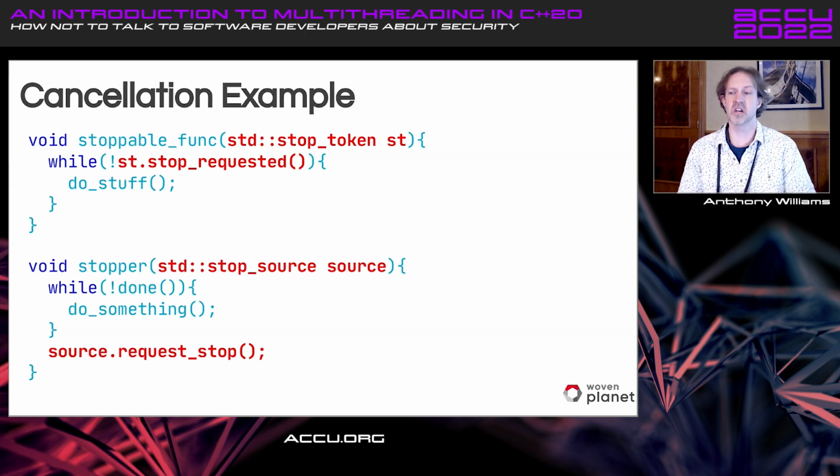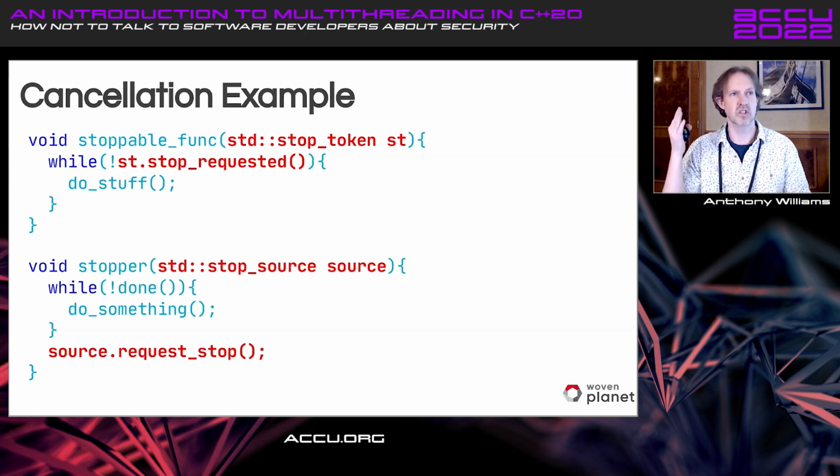And then we have another task that has a stop source, and it's going to have a little loop. It's going to do something until it's done. Maybe that interacts with the stuff that the other thread's doing. Maybe it doesn't. But then when our stopper task has finished whatever it was doing, it's going to say stop. And at this point, the stop token will have its flag set. When stoppable func checks has stop been requested, it will get returned true. It will break out of its while loop and return.